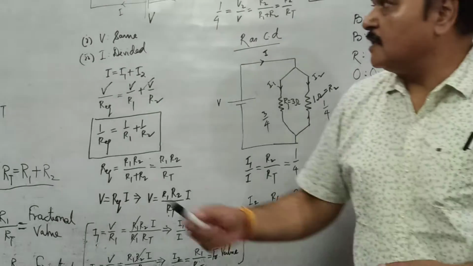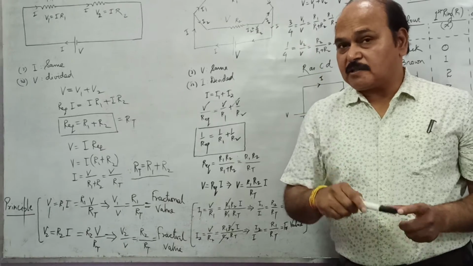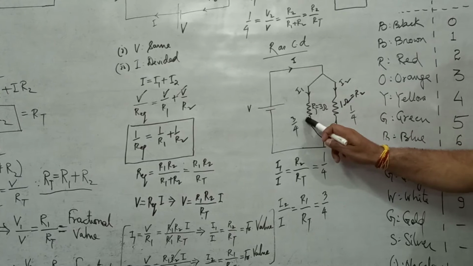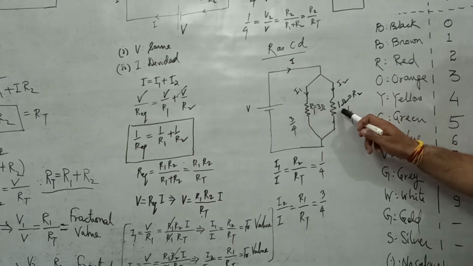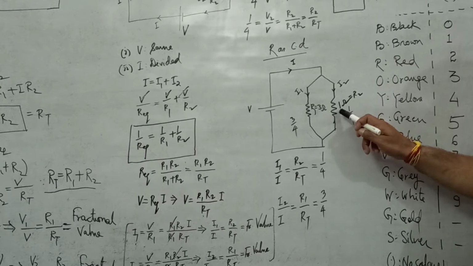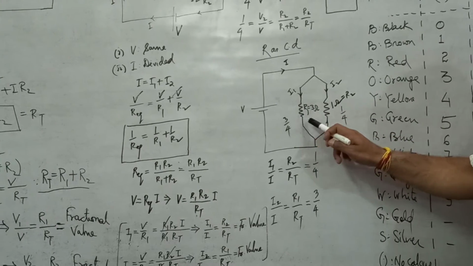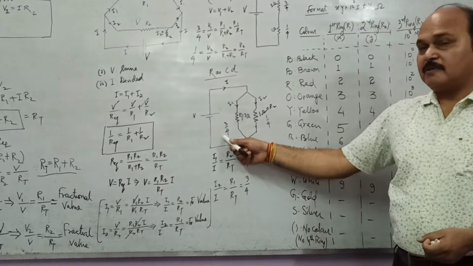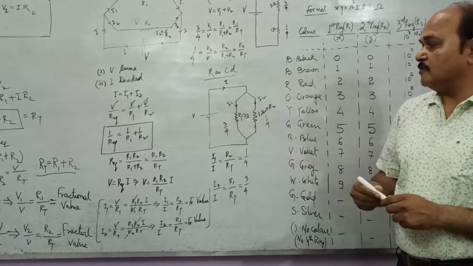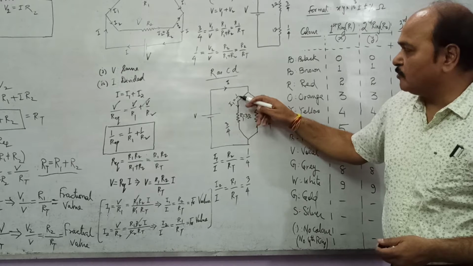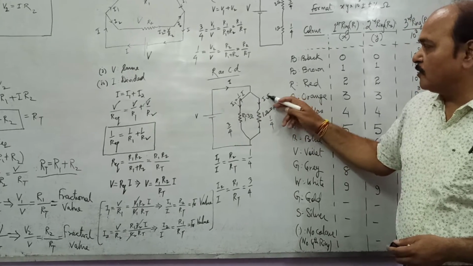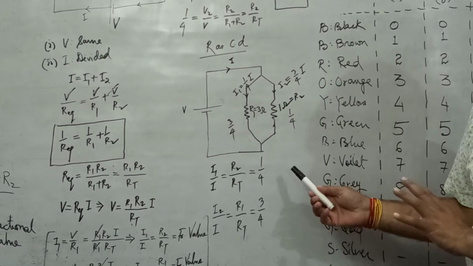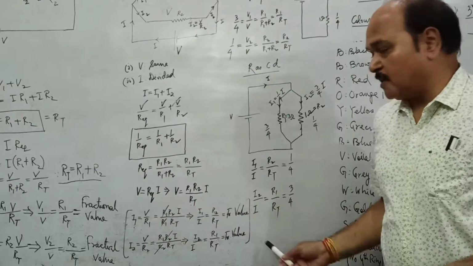What was in the last case in series? The fractional value of resistance is the same as the fractional value of voltage across it. But here, the fractional value of current here is equal to the fractional value of the other resistance, and the fractional value of the current there is equal to the fractional value of this resistance. So through the 1/4 resistance, the current would be 3/4, and through the 3/4 resistance, the current would be 1/4. So this I is going to be 1/4 of the total current, and this I is going to be 3 by 4 of the total current. I hope this principle is clear and you have understood the difference between these two fractional values.